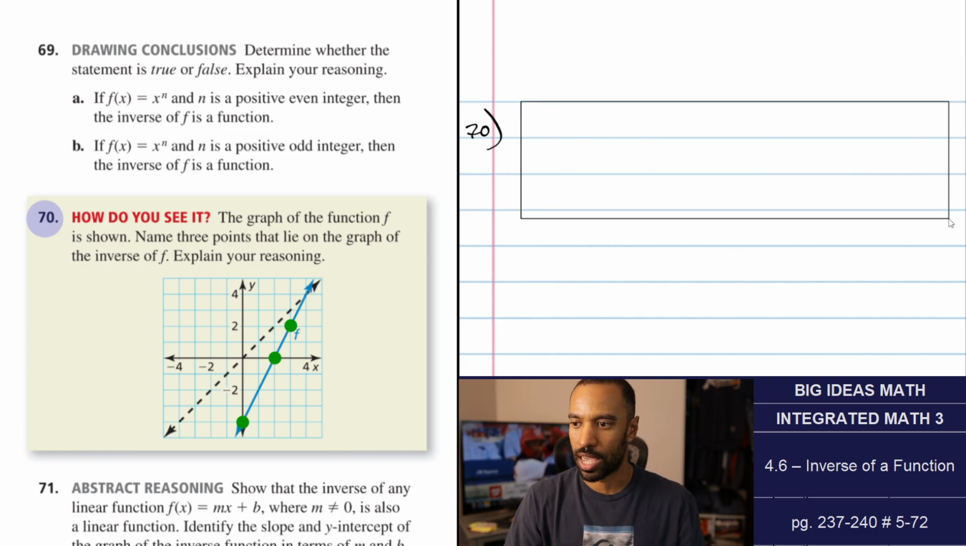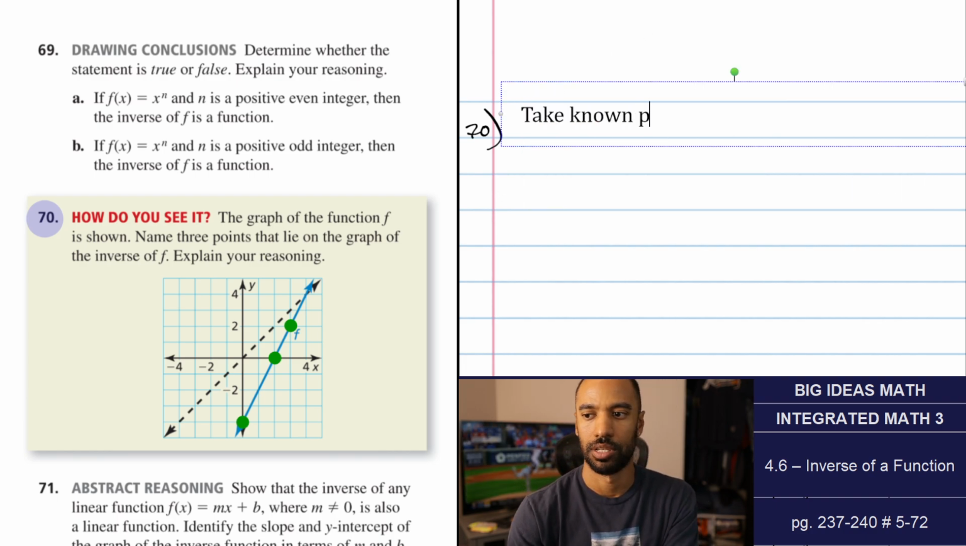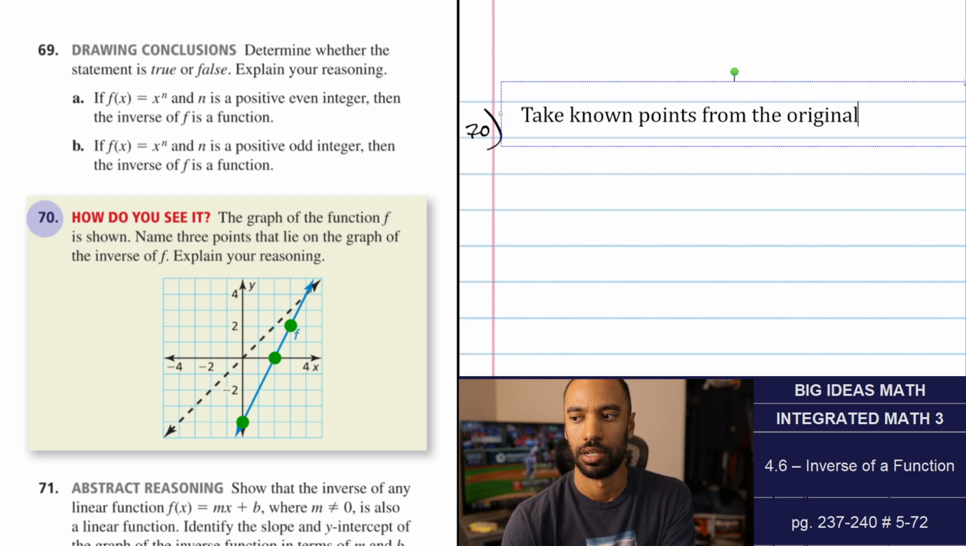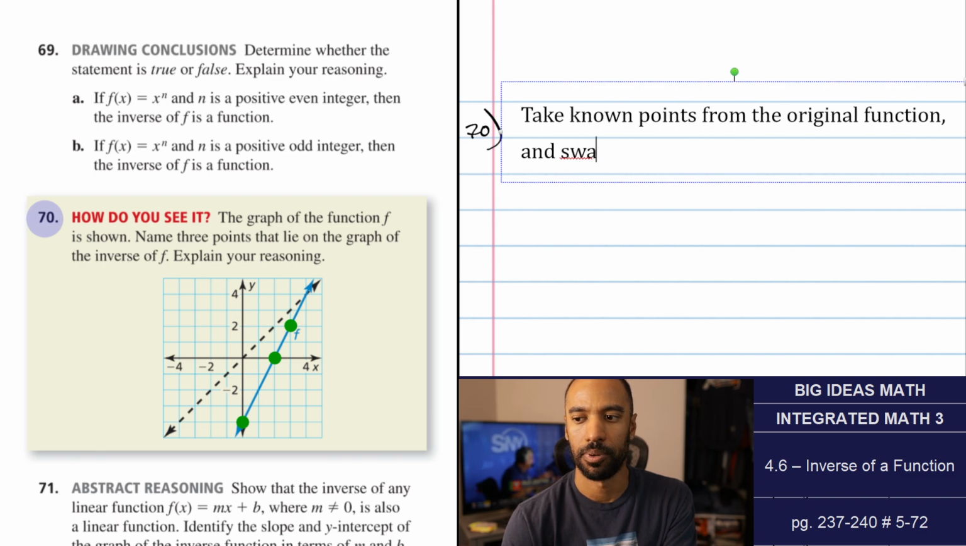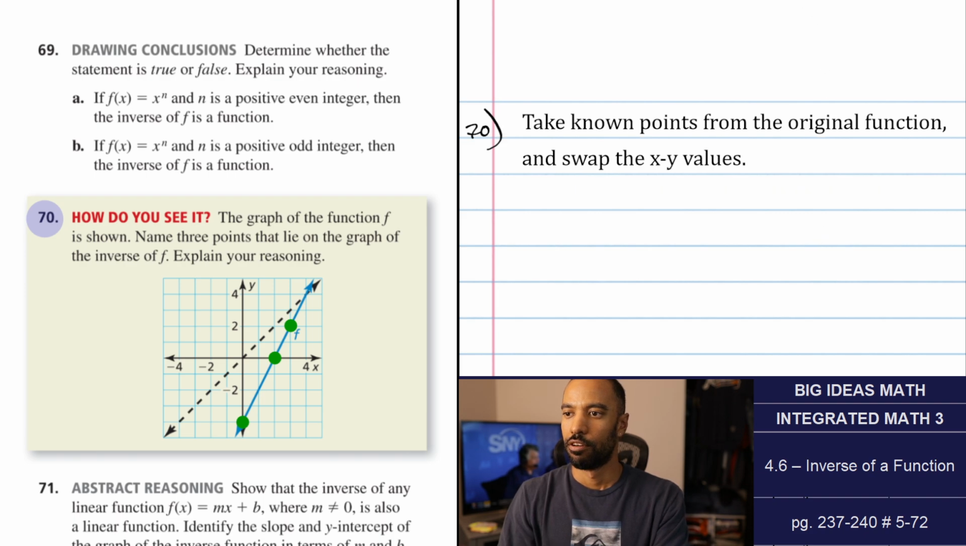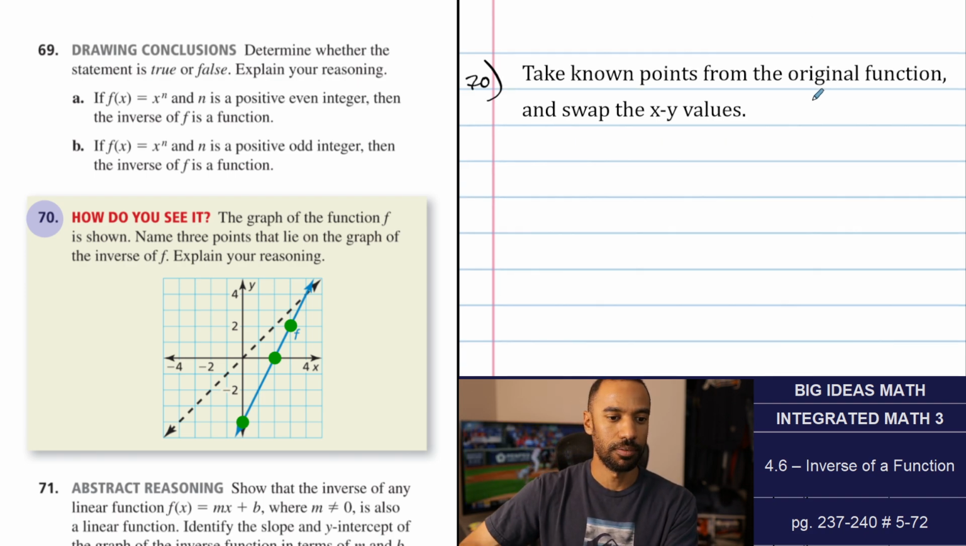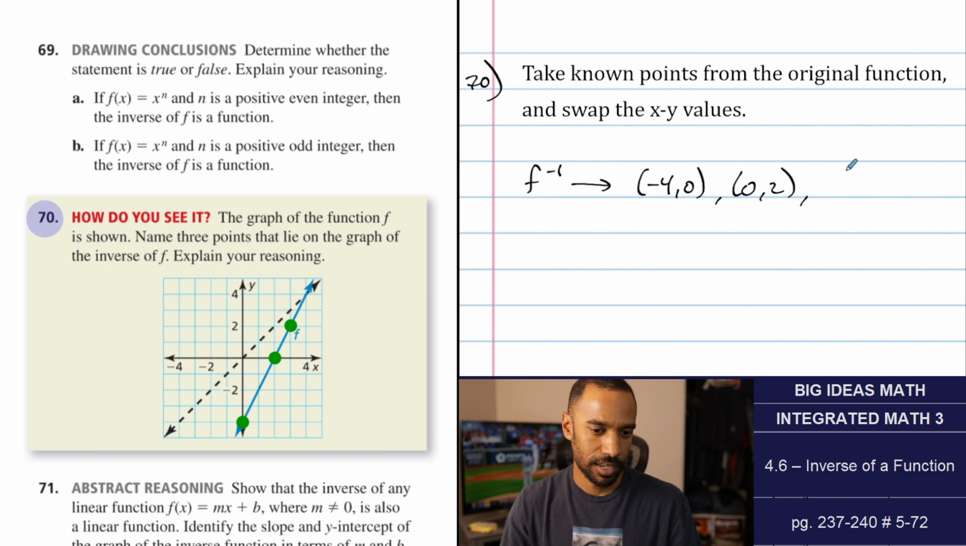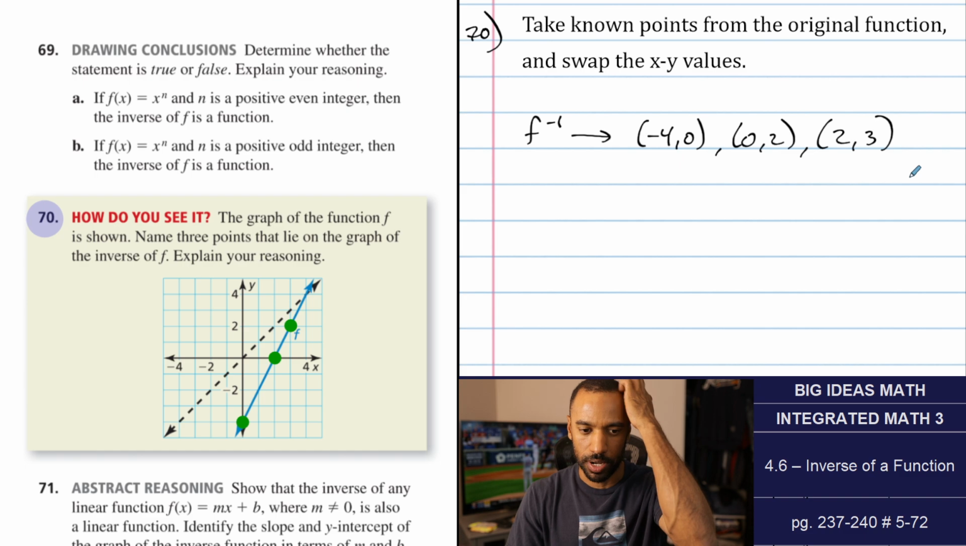So I'm just going to say take known points from the original function and swap the x, y values. So for your inverse function, if that's f, the inverse function will contain (-4, 0) instead of (0, -4), (0, 2) instead of (2, 0), and (2, 3) instead of (3, 2). Right? You can do it in a table or something like that.